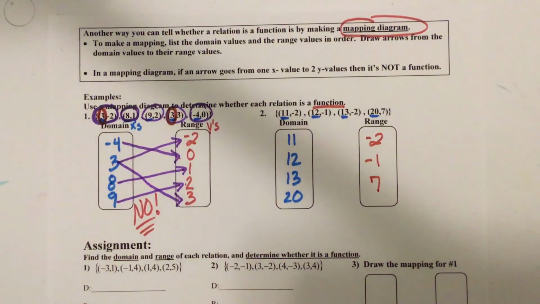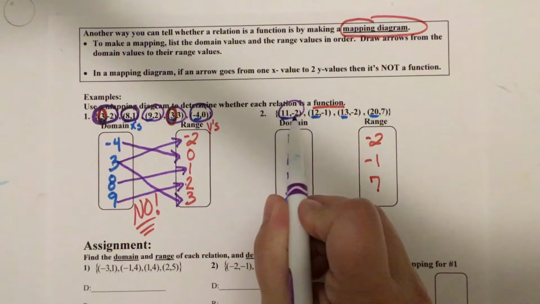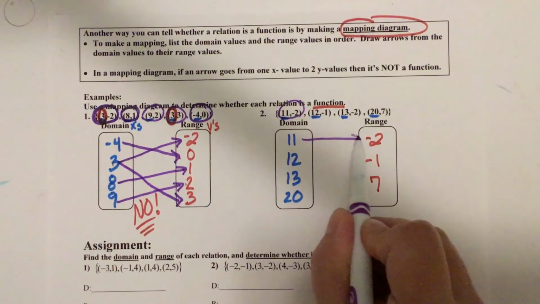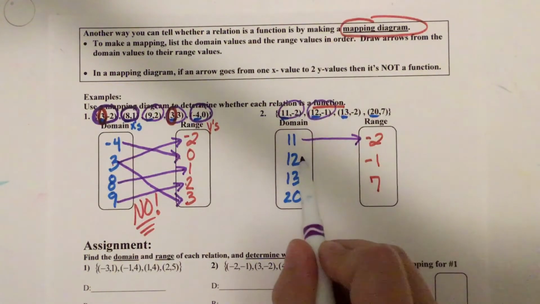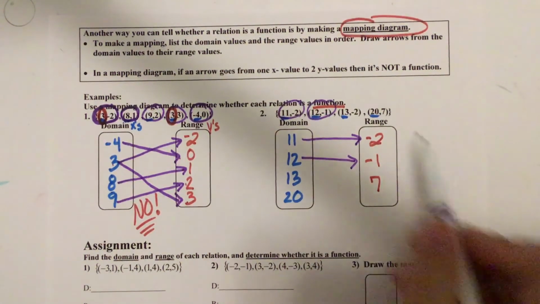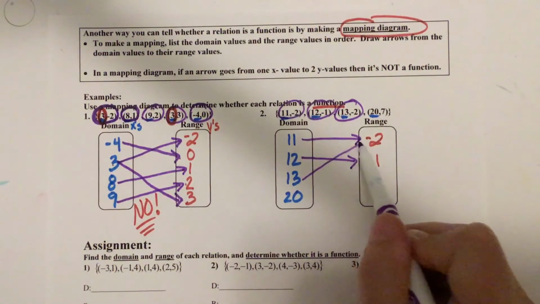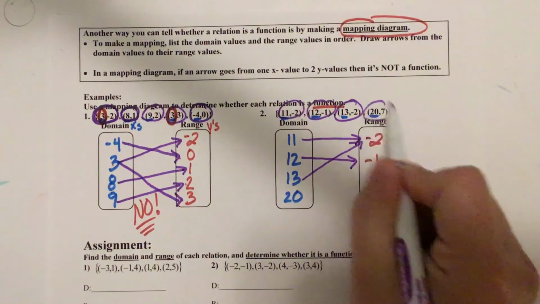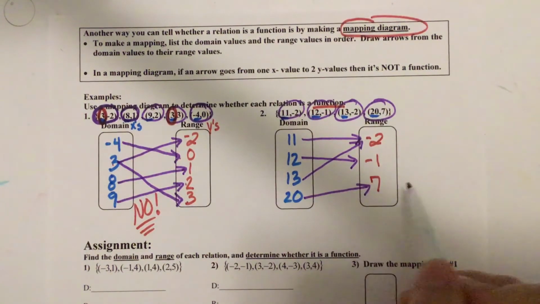Okay, so now let's look at the ordered pairs. So 11 goes to the -2. So draw an arrow from the 11 to the -2. 12 goes to the -1. So 12 goes to the -1. 13 goes to the -2. So 13 goes to the -2. And 20 goes to the 7. So 20 goes to the 7.